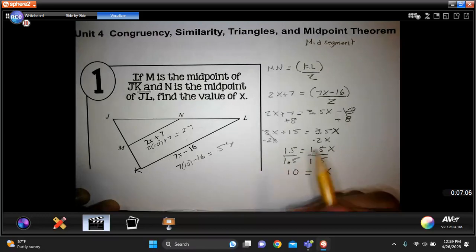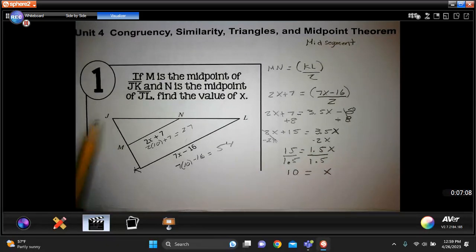Okay, so this is something that we can double check, because at the end of the day what we're looking for is that the mid segment is going to be half the bigger segment. Okay, 27 is half of 54. Okay, alright, so that's just problem number 1. Make sure you guys write some notes on that for me.